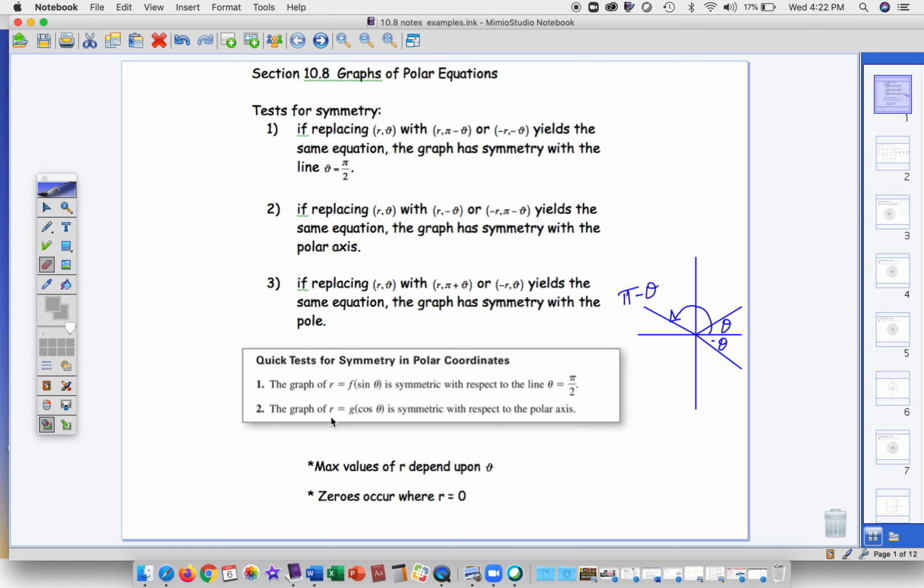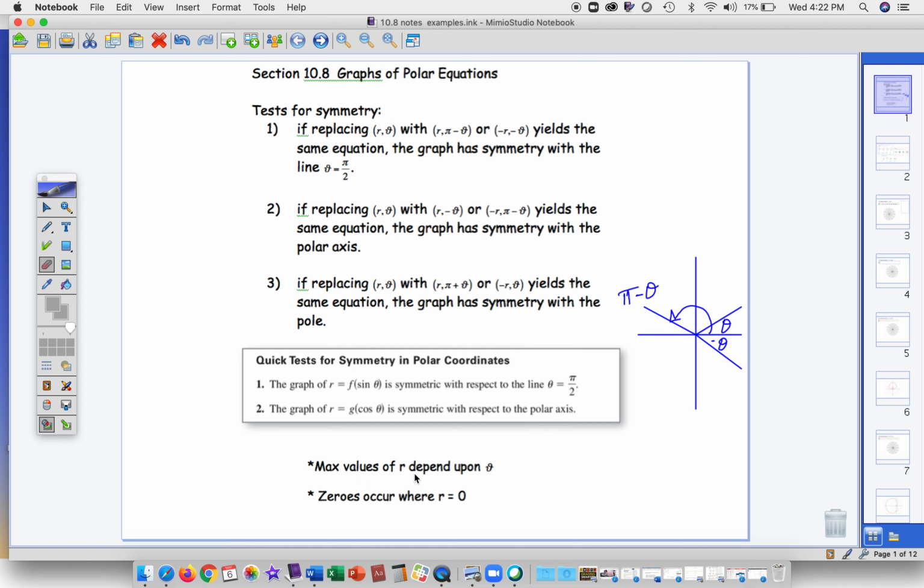If the graph is in the form r equals g of cosine theta, then it has symmetry with respect to the polar axis. Again, from what we've talked about in the past, the cosine of theta depends upon x, and that would be the same as the cosine of negative theta. So when the cosine of theta is equal to the cosine of negative theta, you have that symmetry over the horizontal. So that's what I keep in mind: when I see sine theta, I think symmetry over theta equals pi over 2; cosine theta, symmetry over the polar axis.